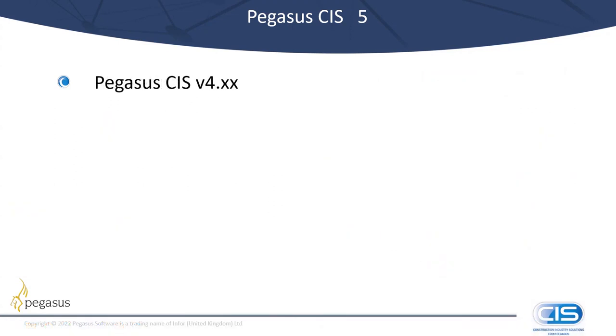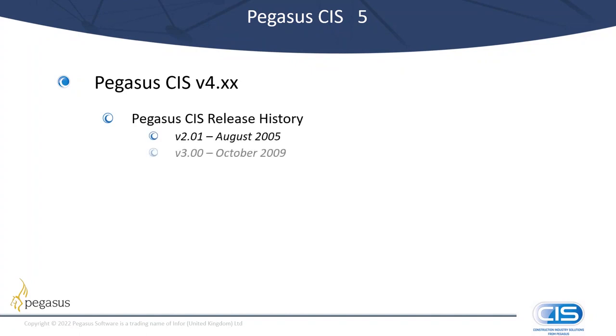Okay, and finally, I need to discuss with you where that leaves us with the current version of Pegasus CIS 4 point whatever it happens to be. Let me just remind you of the history for the release of Pegasus CIS. The first version was released back in August of 2005, so it's been around an awful long time now. The second major release, version 3, was released in October 2009, and that had a whole range of enhancements, including multi-currency, external plant hire, stock warehouses, site requisitions, procurement control, and so on.